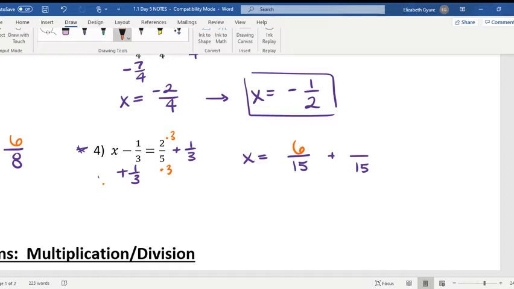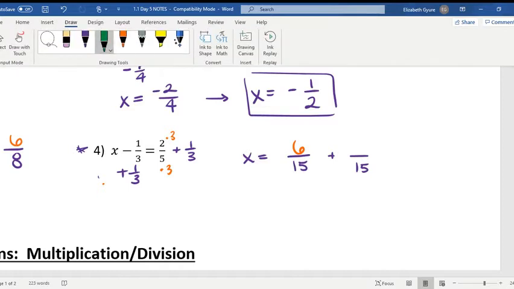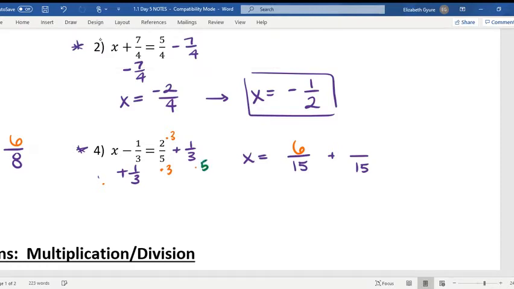And then for the next one, we have 1/3. What should we multiply that by? We want to make it a 15 on the bottom. 5, right? Multiply by 5. And 1 times 5 is 5. Add those up, and you should get 11/15.